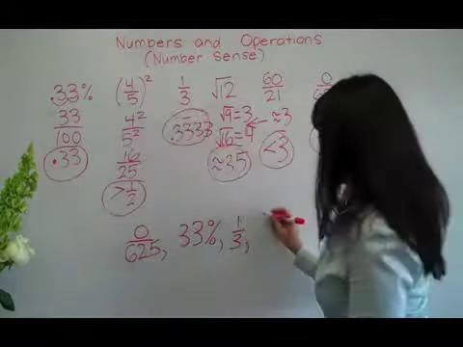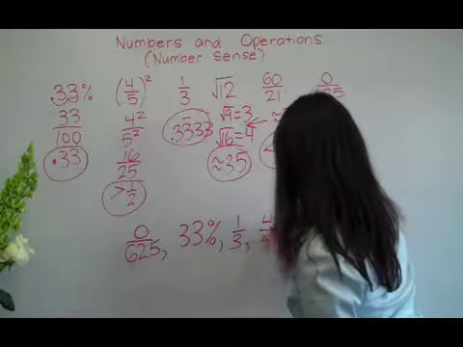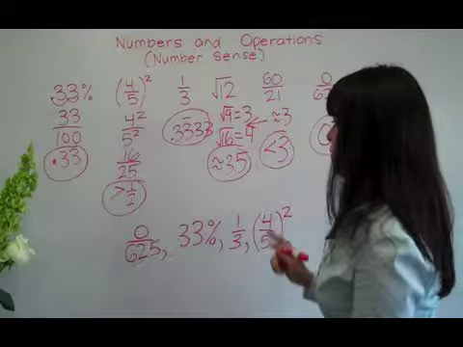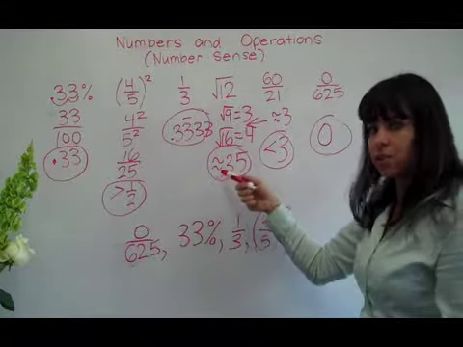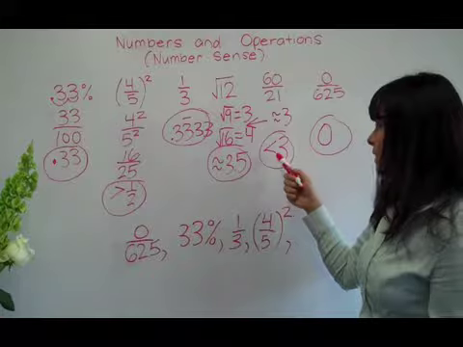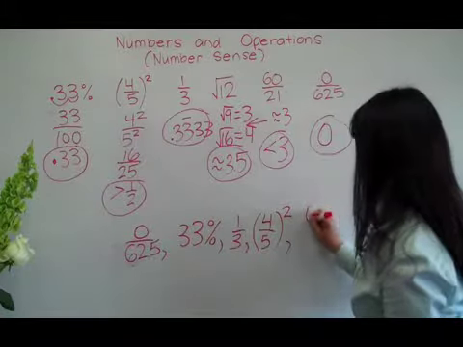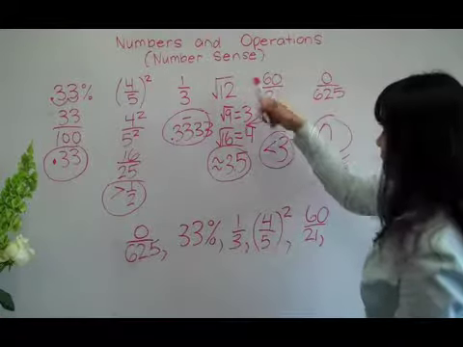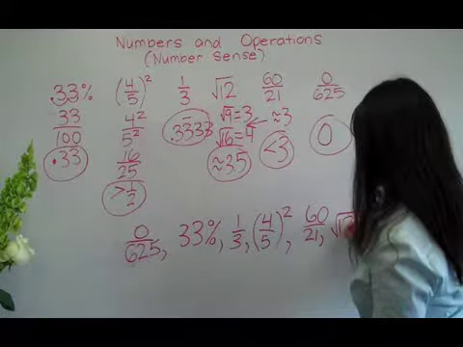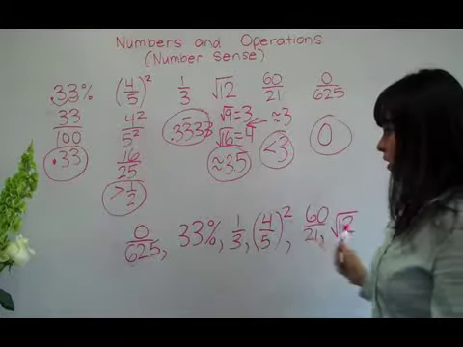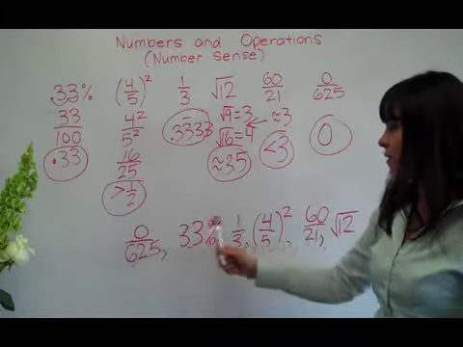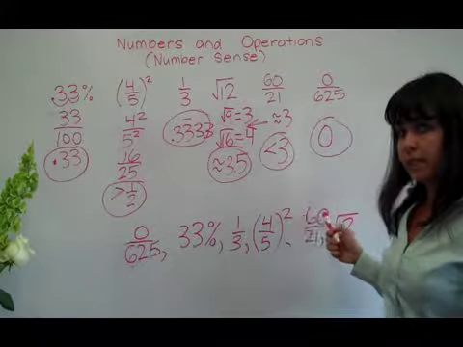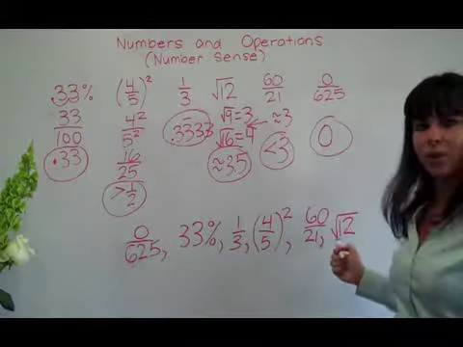Next would be 4/5 squared. And then we have, for our final two numbers, around 3.5 and a little bit less than 3. So clearly 60 over 21, followed by square root of 12. So there's your final order: 0 over 625, 33%, 1/3, 4/5 squared, 60 over 21, and square root of 12.